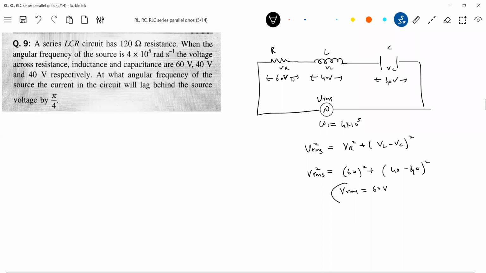I'm trying to gather what all information I do have. Then with this, I know the resistance is 120 ohm. I'll get the current, I'll call this current I1. So across the resistor, VR is equal to I1 into R. VR is given as 60, resistance is 120, so I1 is equal to 0.5 ampere.